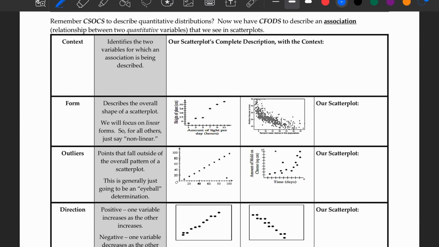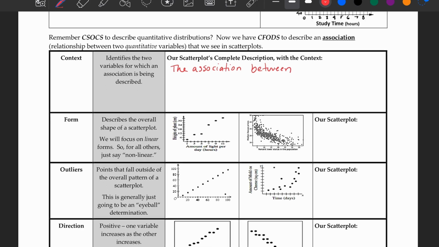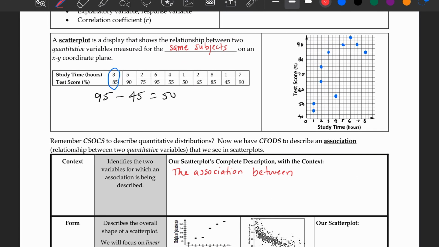So just like with our histograms and dot plots, when we're describing, we want to make sure we're using the context of everything. The easiest way to do that is to state it right away. That's what I do. So here is the start of my description. The association between, and then I state the two variables. So up above, I can see that we're comparing study time and test scores. So I would write between study time and test scores.